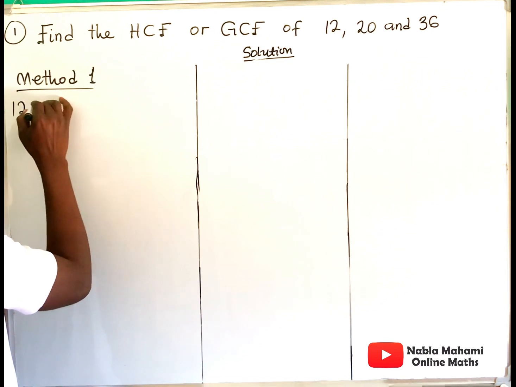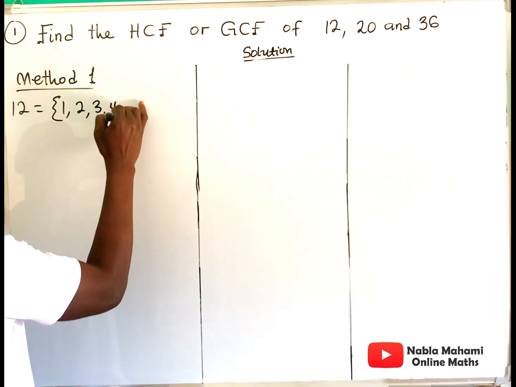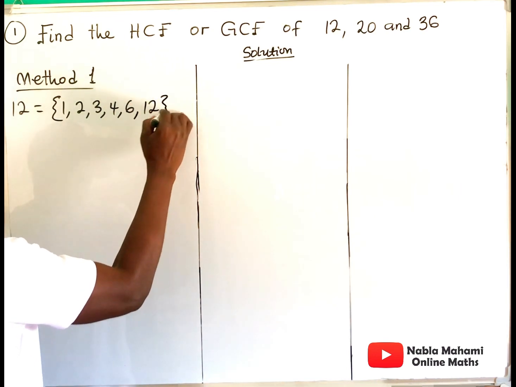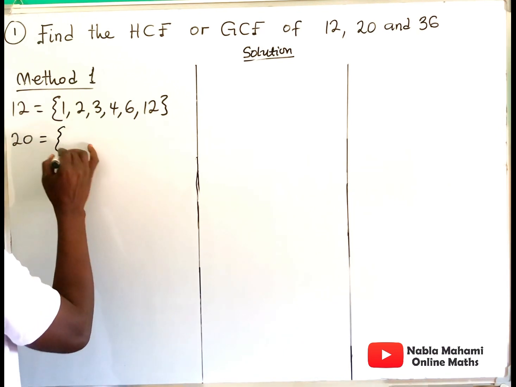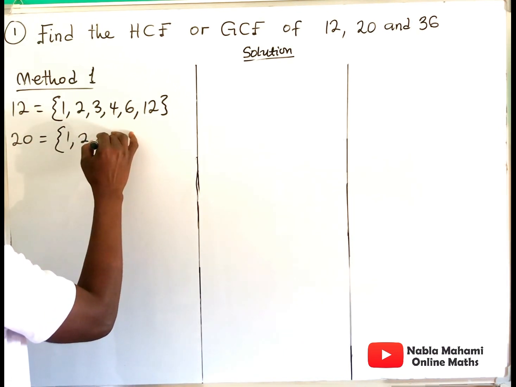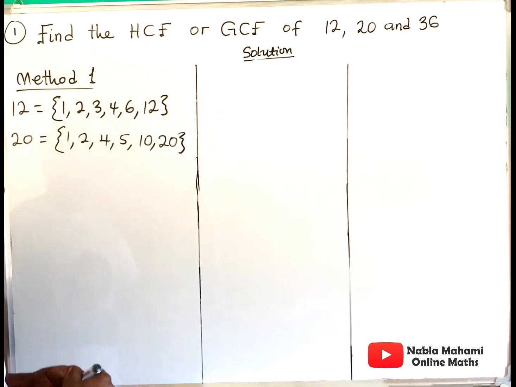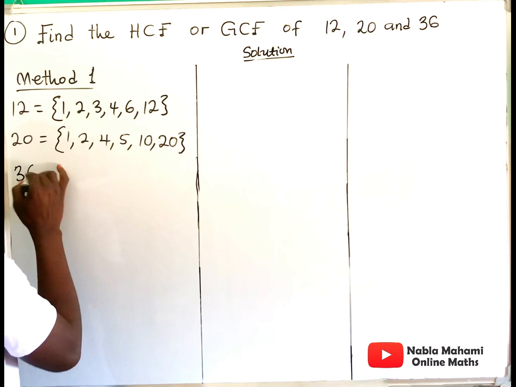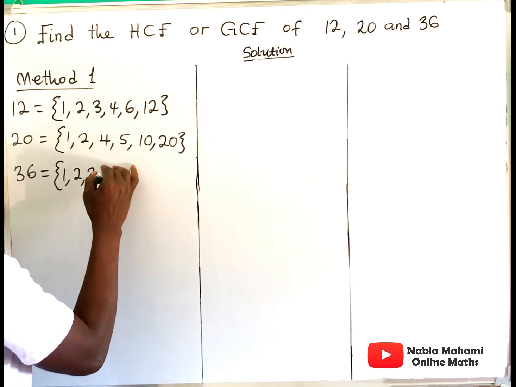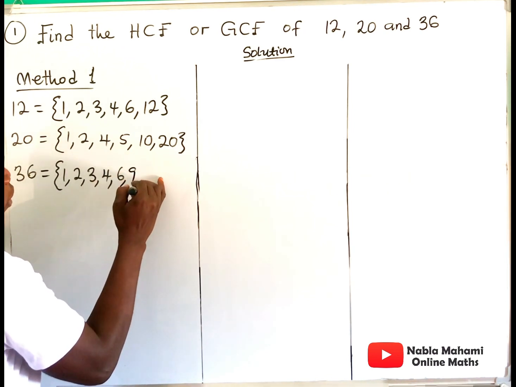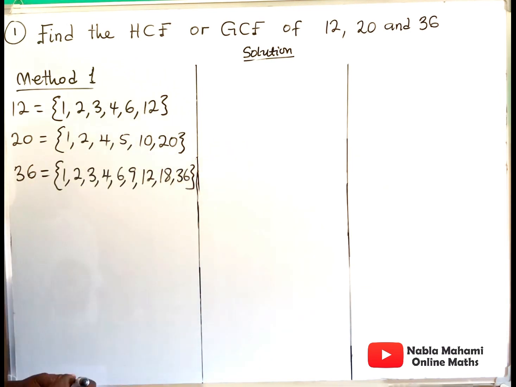So I'll take 12. Factors of 12 are 1, 2, 3, 4, 6, and 12 itself. Then I'll take 20 and find its factors. Factors of 20, I'll have 1, 2, 4, 5, 10, and 20 itself. Then I'll take 36 and find its factors. Factors of 36: 1, 2, 3, 4, 6, 9, 12, 18, and 36 itself. These are the factors of 36.